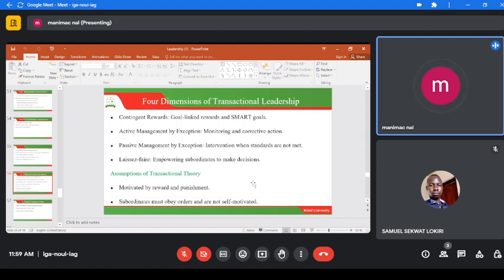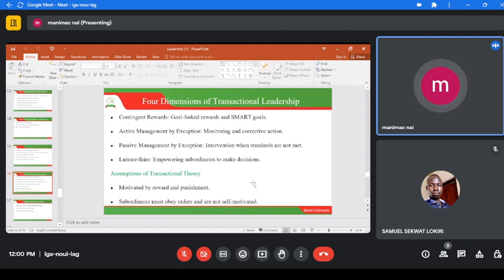Number two, active management by exception, where we need to monitor and take corrective action. We also need to look at passive management by exception, which involves interventions when standards are not met. The last one empowers subordinates to make decisions.